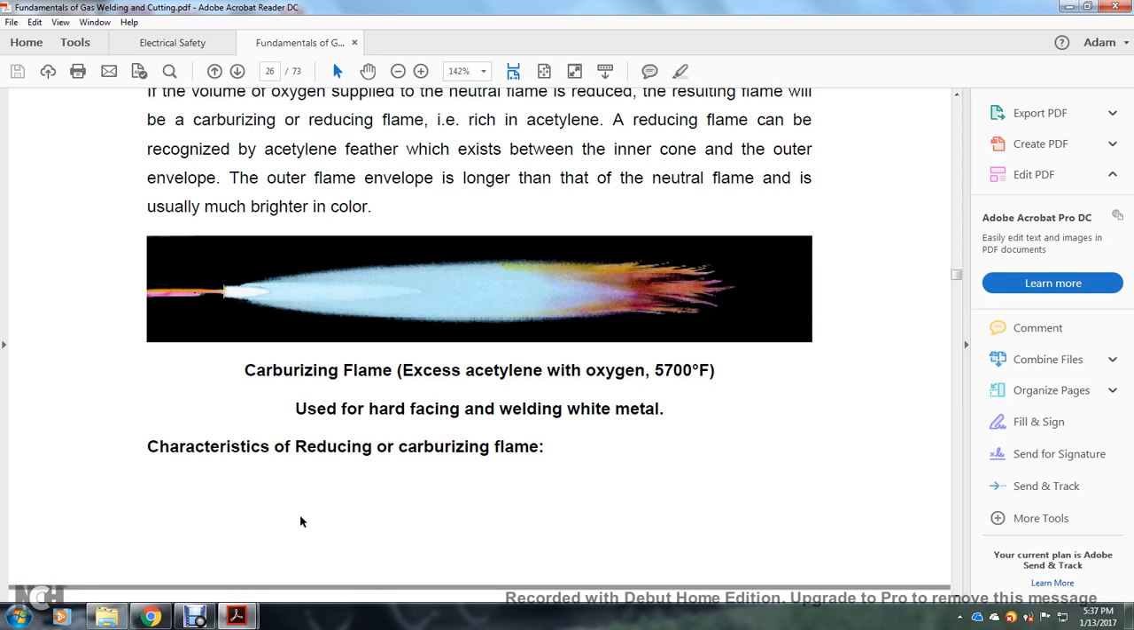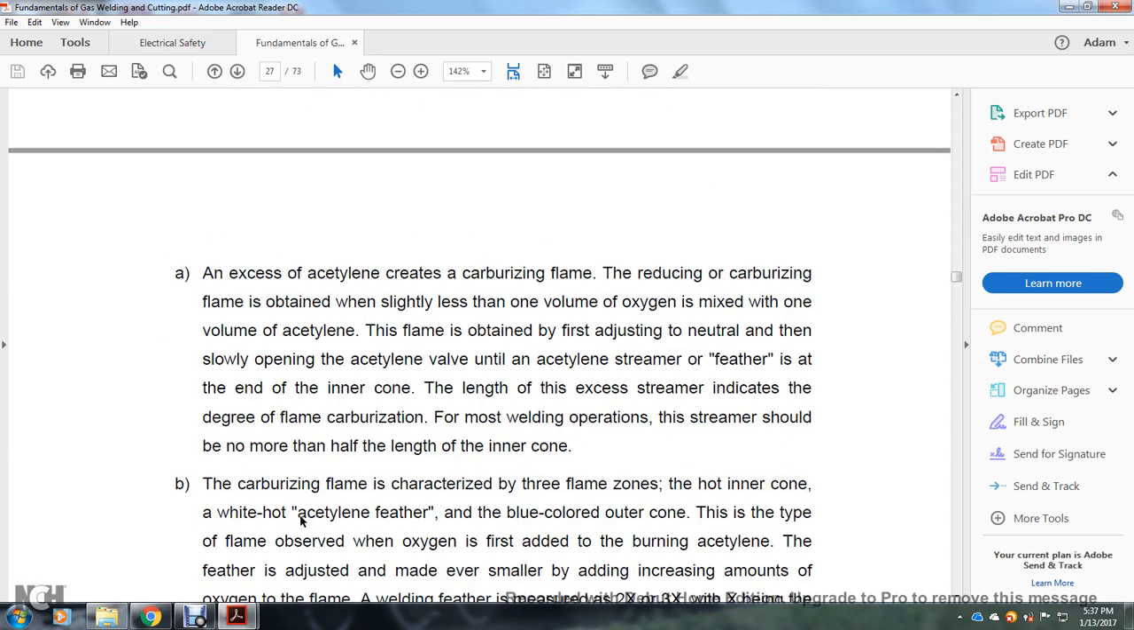Characteristics of the reducing carbonizing flame. An excess of acetylene creates a carbonizing flame. The reducing carbonizing flame is obtained with slightly less than 1 volume of oxygen mixed with 1 volume of acetylene.